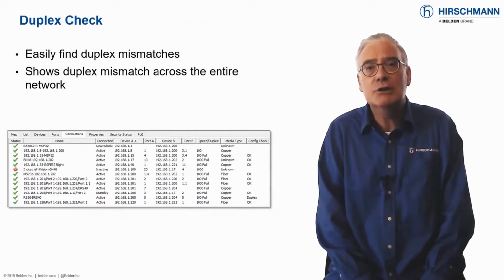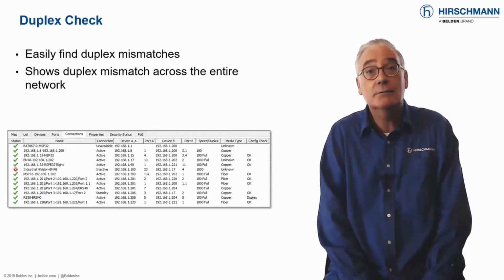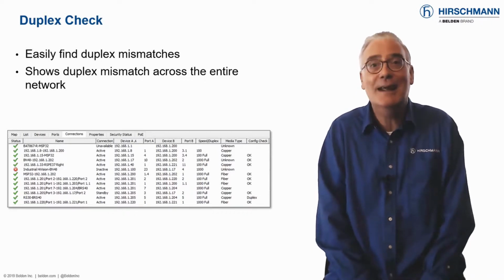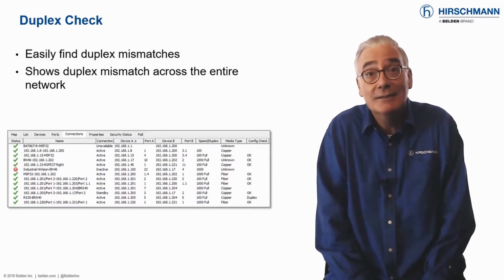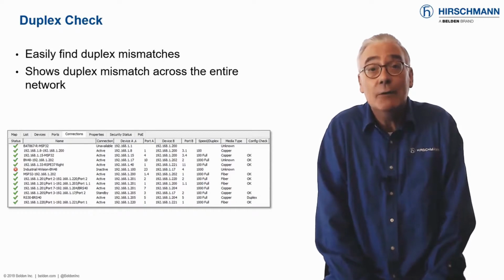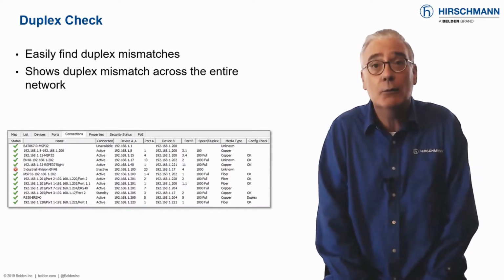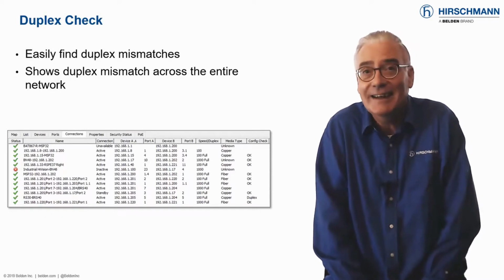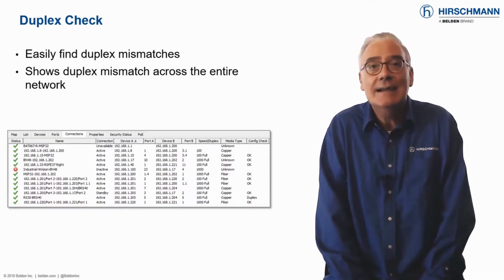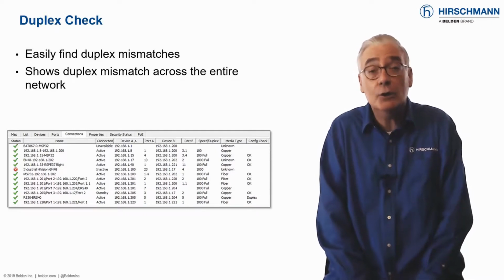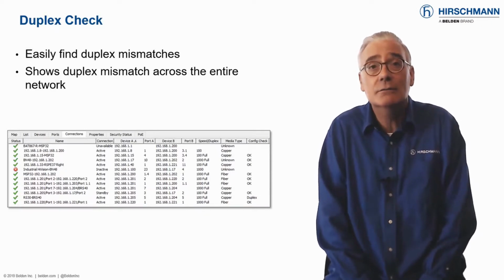Duplex mismatches are a thing of the past, right? Nobody manually configures duplex anymore, do they? In IT networks, probably not. But in OT networks, things are not so clear. Some legacy end devices have hard-coded duplex and do not support auto-negotiation.